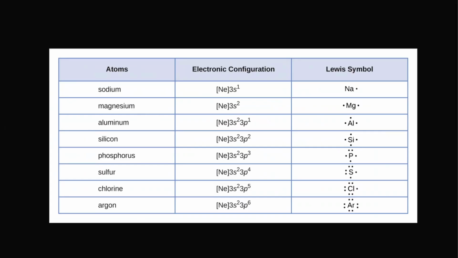Here we have a table that shows some typical atoms that you'll have to deal with on the test and their electronic configuration. Their core electrons are being represented by this bracketed neon, meaning that all of the 1s, 2s, and 2p electrons are within the core. Because all of these atoms are within the third period or the third row, then we're going to pay attention to their third energy level electrons. Therefore, sodium has 1 valence electron, magnesium has 2, aluminum will have 3, combining the 3s2 and the 3p1. Silicon will have 4, so on and so forth.